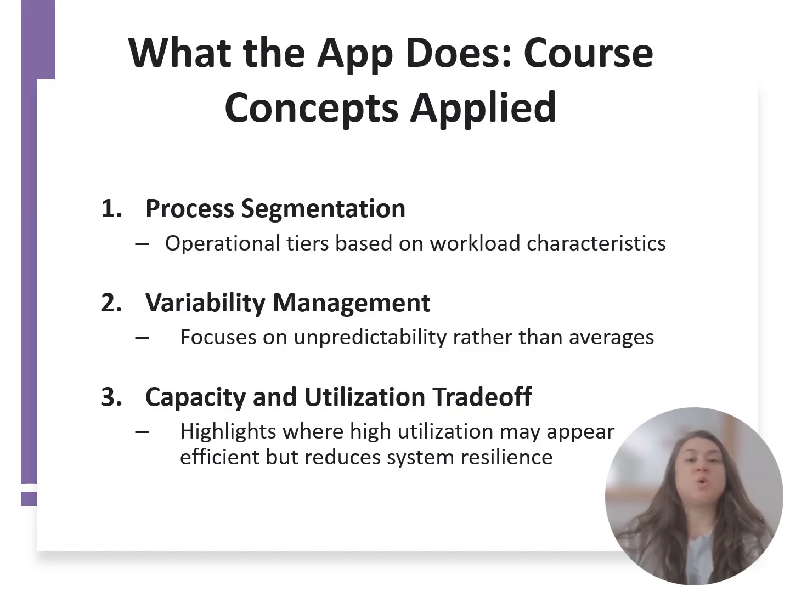Looking further, several core course concepts directly inform how this process is analyzed. First, process segmentation. Rather than treating all studies equally, the app classifies studies into operational tiers based on workload characteristics. Second, variability management. This app focuses on unpredictability rather than averages, reflecting the course insight that variability drives congestion and delays. Third, capacity and utilization trade-offs. The app highlights cases where high utilization may appear efficient, but actually reduces system resilience.